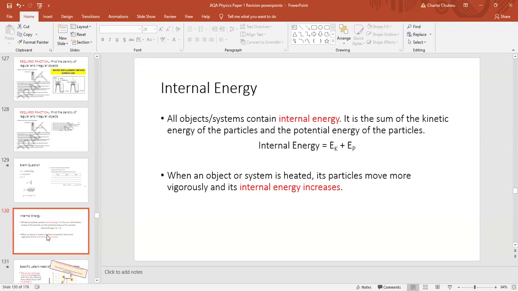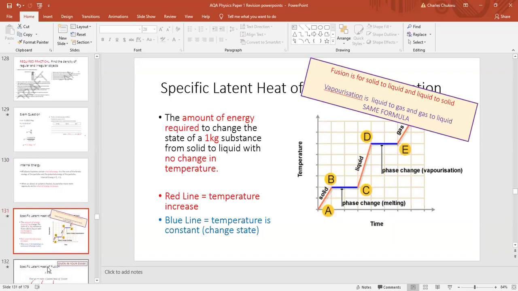When an object or a system is heated, its particles move more vigorously, and its internal energy increases. I think I've explained this recently, so I don't want to spend too much time there.